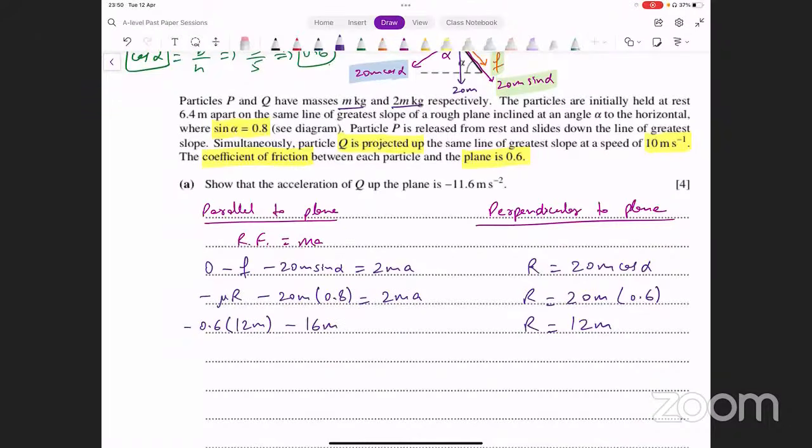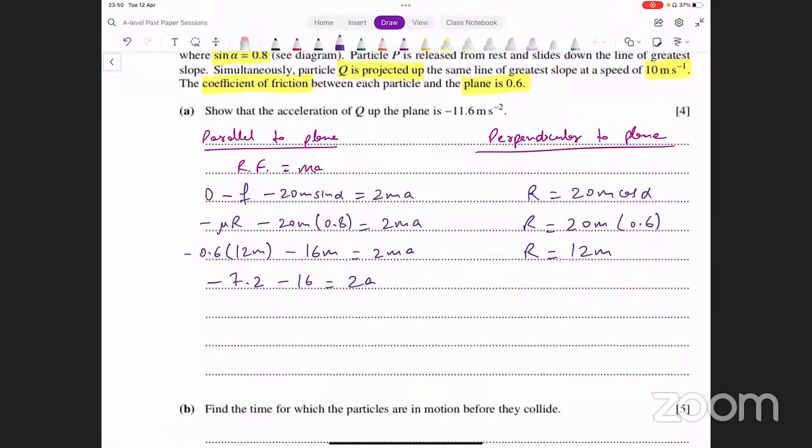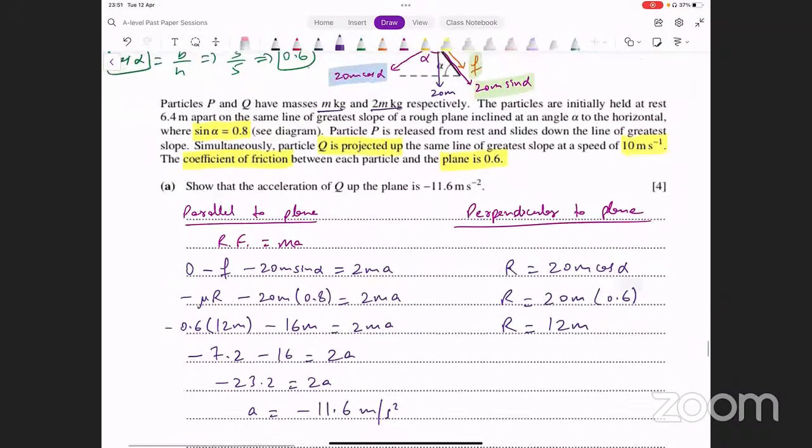This is 16m, right? 8 into 2, yeah, so that's 16. On the other side, we've got 2m. हर टर्म के अंदर m आ रहा है, m cancel हो गया. What do we get from this? 12 into 0.6. Anyone? 7.2 minus 7.2 minus 16, that equals 2a. And that gives us minus 23.2 equals 2a. And a equals minus 11.6 meters per second square. And that's what we had to prove there. ये हमारे पास acceleration की value आ गई. All right, any problems with this?